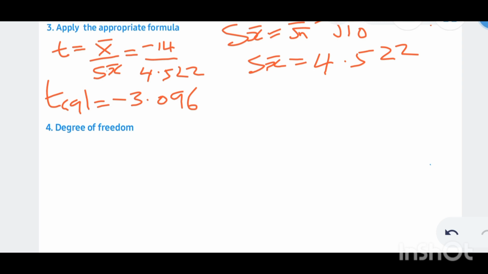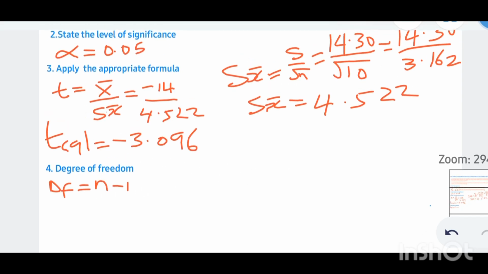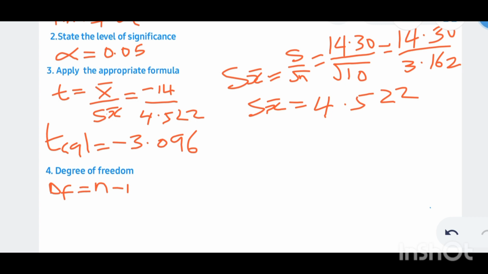Step 4 says the degree of freedom. I represent that with df, because the degree of freedom is n minus 1. Our n, the sample size, the number of patients, is 10. So df would be 10 minus 1, which is 9. So the value of our df equals 9.